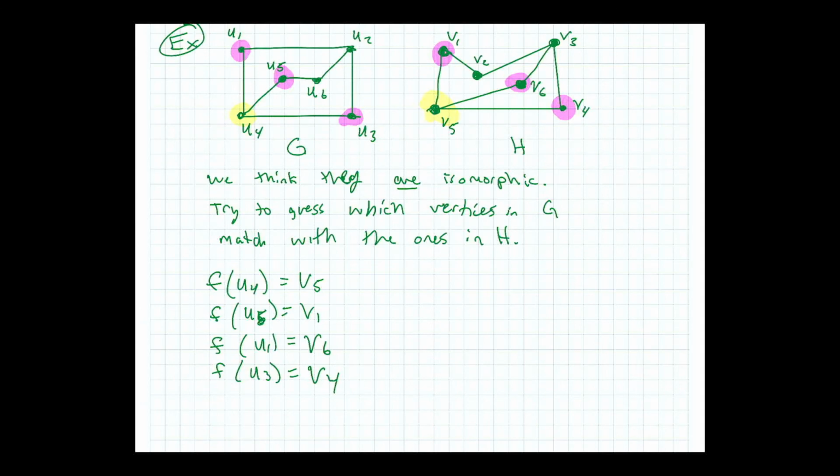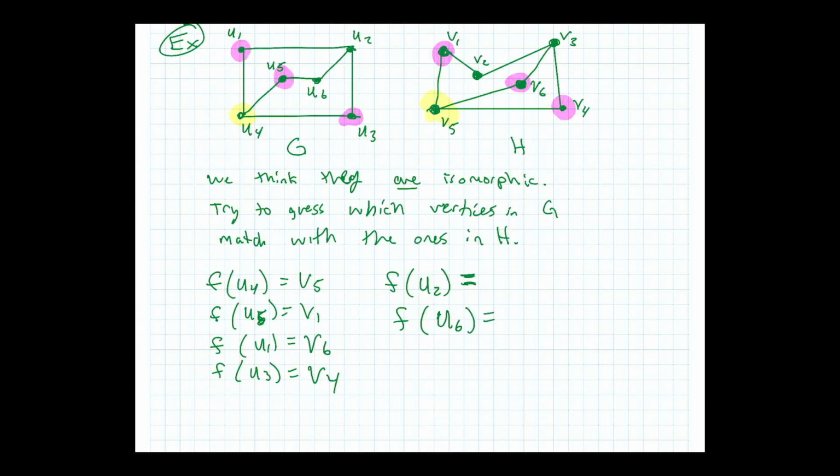All right, so we did 4 of them. What haven't we done? I guess just the corner one, right? So the last one is F of U2. That's the only one we have not done. Wait, no, that's not true, actually. And also, we haven't done U6. We haven't done U6.